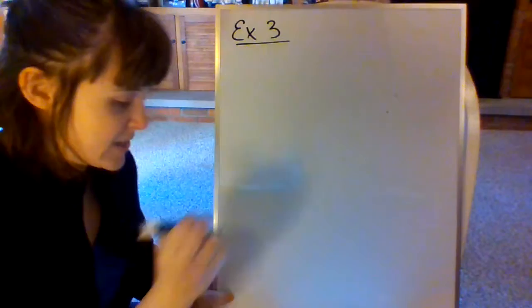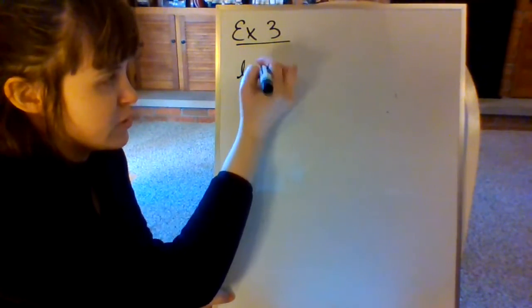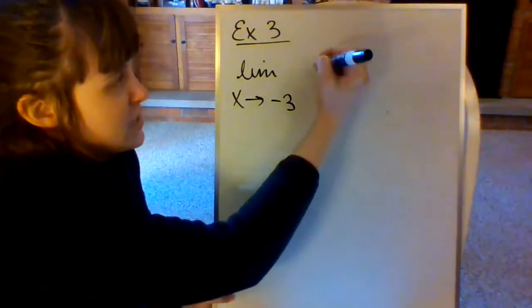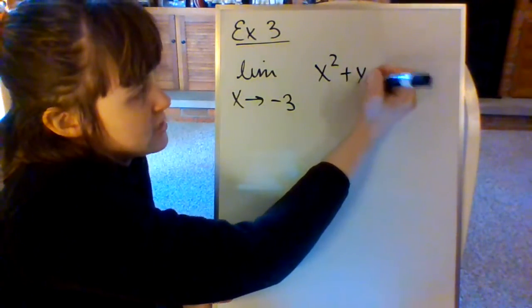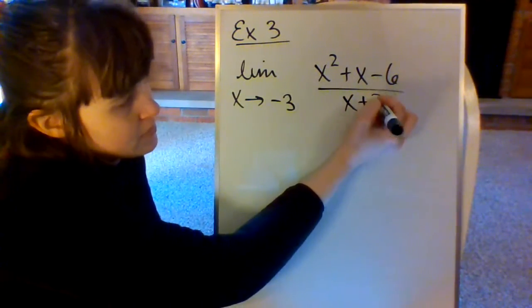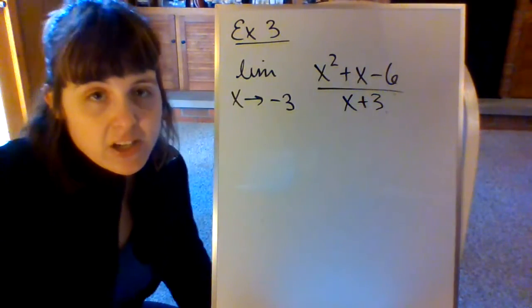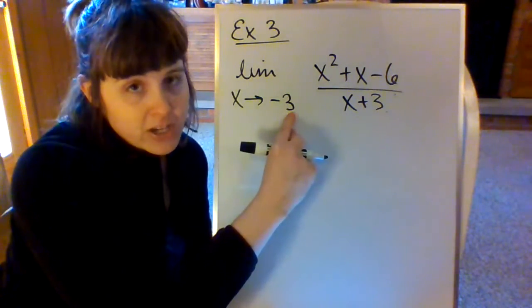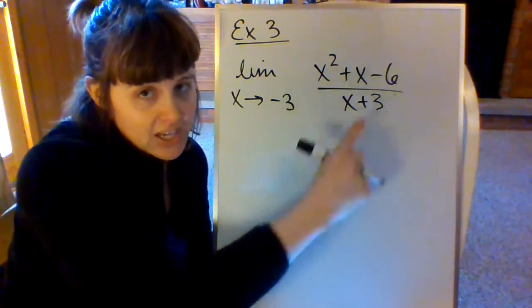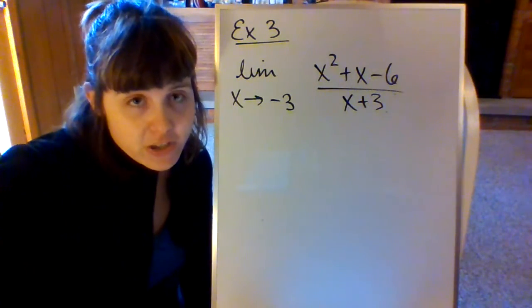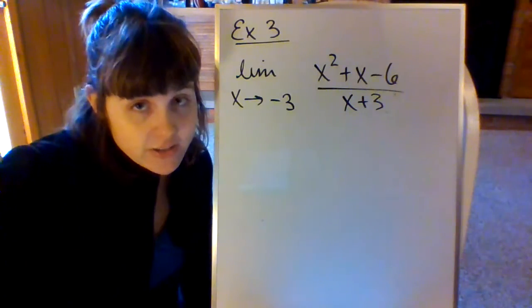Alright, so example 3 says, find the limit as x approaches negative 3 of x squared plus x minus 6 over x plus 3. So again, you know when to factor these things. If when you tried to substitute what the limit is approaching directly into your equation, the bottom of the fraction would be 0, that's your clue that you need to factor first.